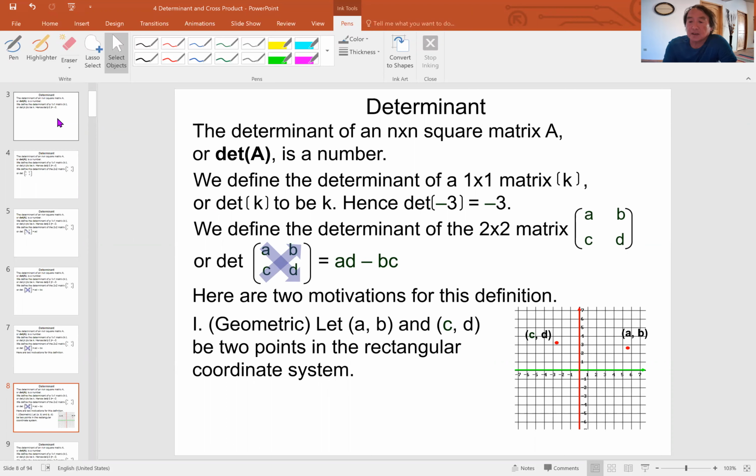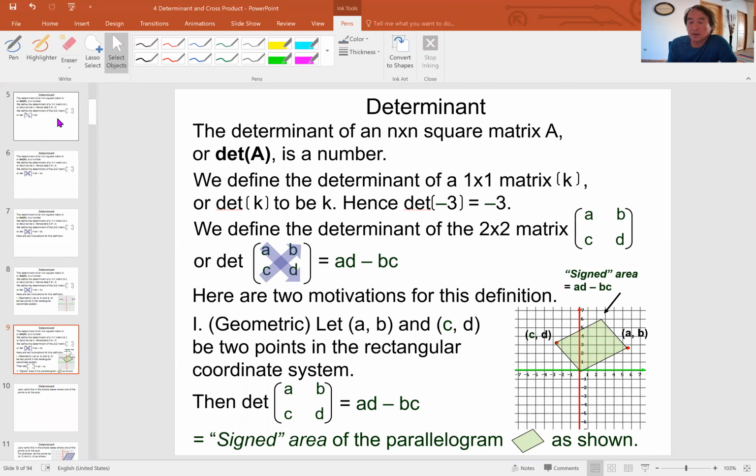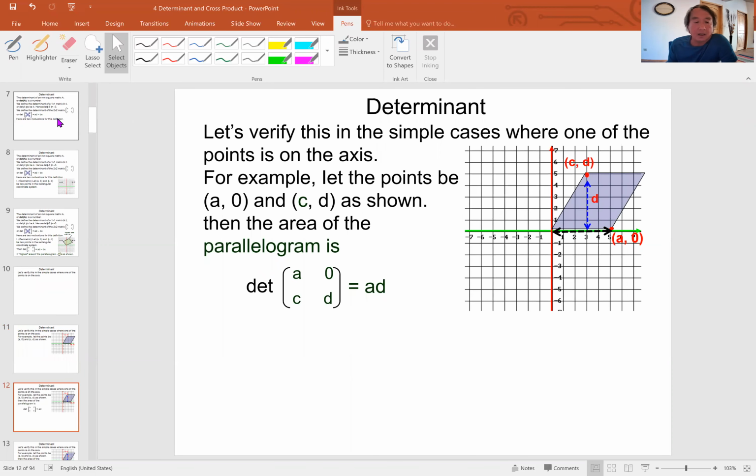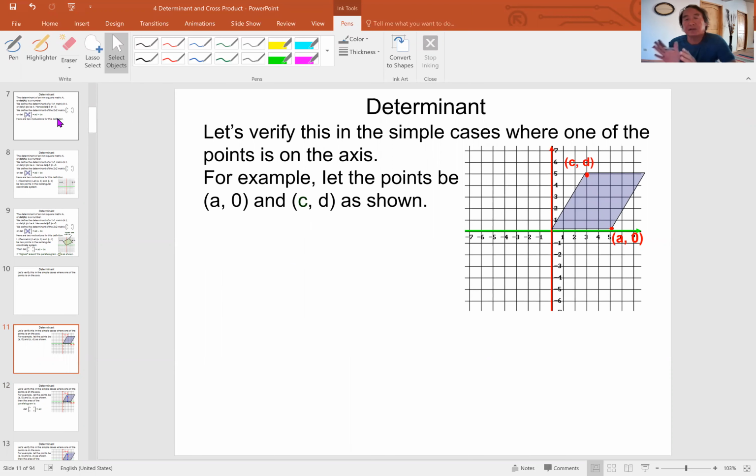Suppose I view A, B, C, D as two vectors or two points, and I make a parallelogram from the origin with those two points as vertices. Then the determinant is the area. In particular, it's a signed area. What do I mean by sign? Well, it depends on which way the two vectors are ordered.